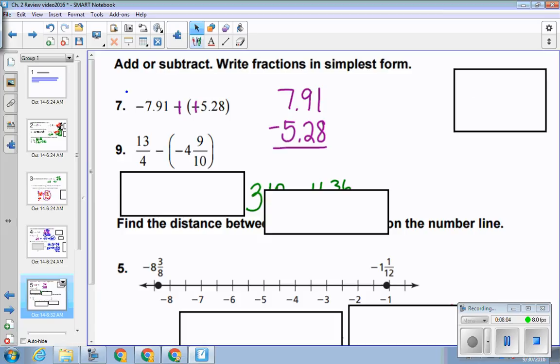So we're going to borrow. So now we're good to go. We have 11 minus 8, 8 minus 2, and 7 minus 5. But our sign, don't forget to check at the end, and our higher number is negative, so that means our answer is also negative.